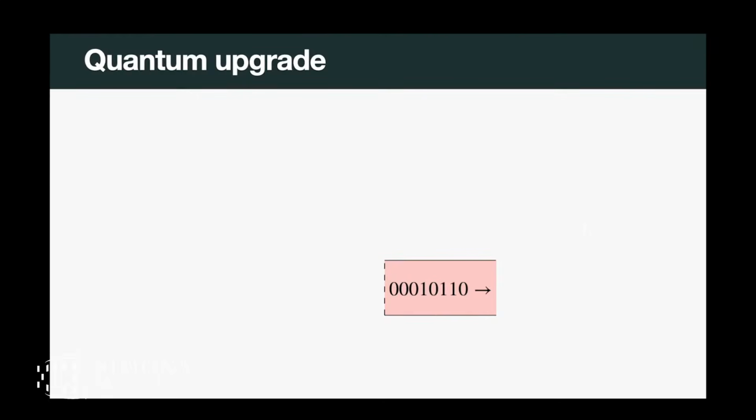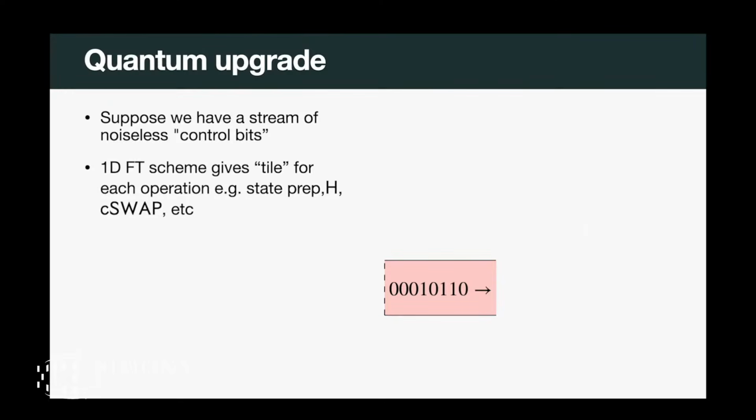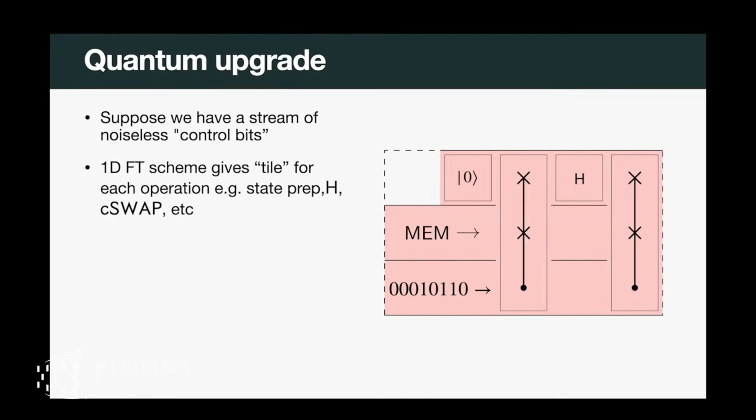Suppose that I had on these propagating code blocks some sequence of ones and zeros that I'm going to call control bits. And these are encoded in some quantum code. I'll tell you where they come from later, but because they're encoded, this is noiseless. And also note that my 1D fault tolerance scheme gives me a tile that is a configuration of hard-coded gates for each operation. So state preparation, Hadamard, control swap, Toffoli, any of the usual things that you want, I can hard code a logical gadget in some particular location. So I can do something like this.